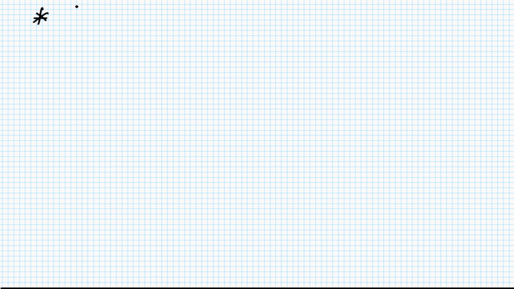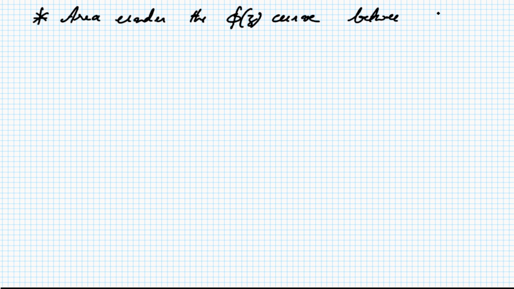All right, so my first question is that I want to find the area under the phi of z curve between z is equal to 0 and z is equal to 1.55. So this is the question. Now it should make sense what I am asking.